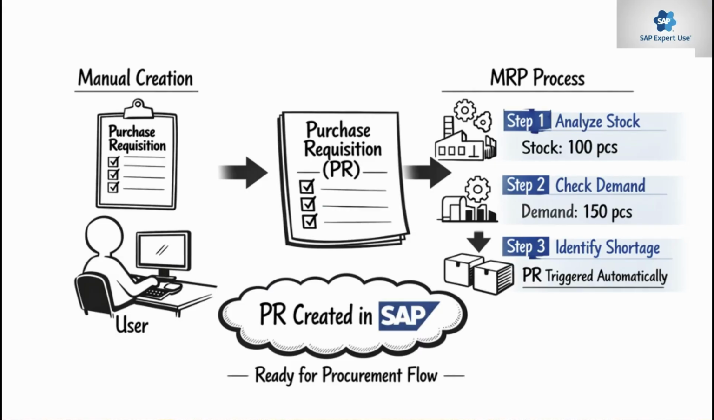An important point is that purchase requisitions do not always have to be created manually. In SAP, there are generally two ways to generate a PR. The first option is manual creation. A user enters the required information and creates the purchase requisition directly in SAP. The second option is automatic creation through MRP, Material Requirements Planning. MRP continuously evaluates stock levels, demand, planned orders, forecasts, and procurement settings. When the system detects a shortage, it can automatically generate procurement proposals, including purchase requisitions. Today's comparison focuses on manual purchase requisition creation by an end user.